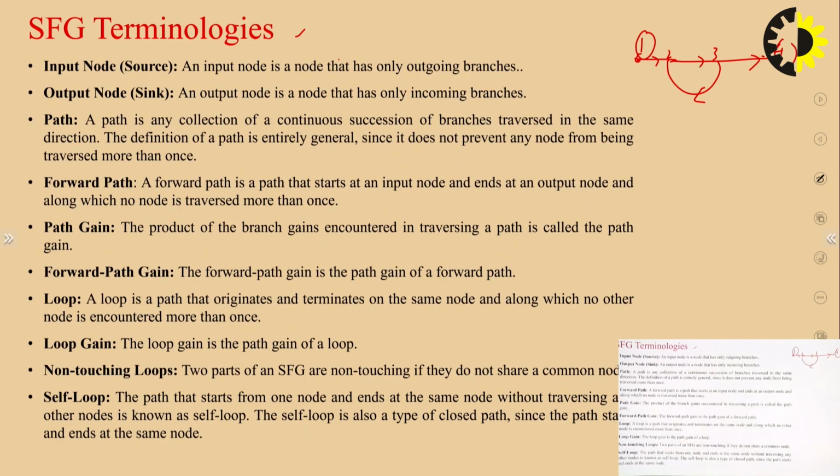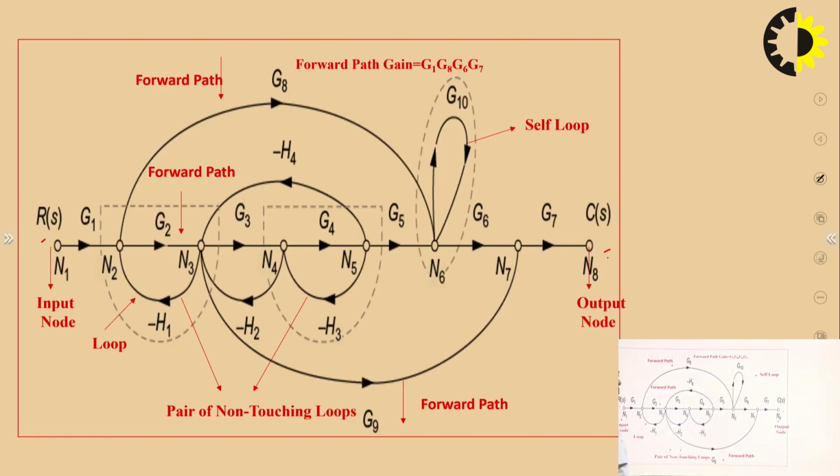Another thing is the forward path. A forward path is a path that starts at an input node and ends at an output node, and along it no node is traversed more than once. It is very important to note that we cannot traverse through a node again and again. If you take the path G1, G2, G3, G4, G5, G6, G7, this is your forward path. But if we take G1, G2, G3, G4, G5, G10, G6, G7, this will not be a forward path, because this node is traversed twice.